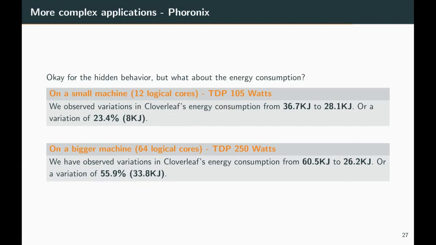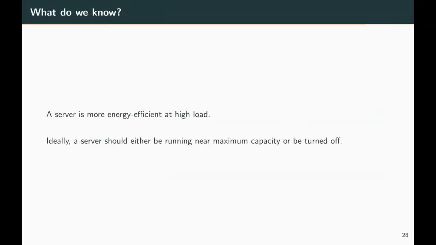So, conclusion. What do we know? It's important because in this presentation there are a lot of things that we don't know. But what do we know now? A server is more energy efficient at high load. Modern servers are more energy efficient when they are fully loaded. So ideally, a server should either be running at maximum capacity, so maximum efficiency, or be turned off.